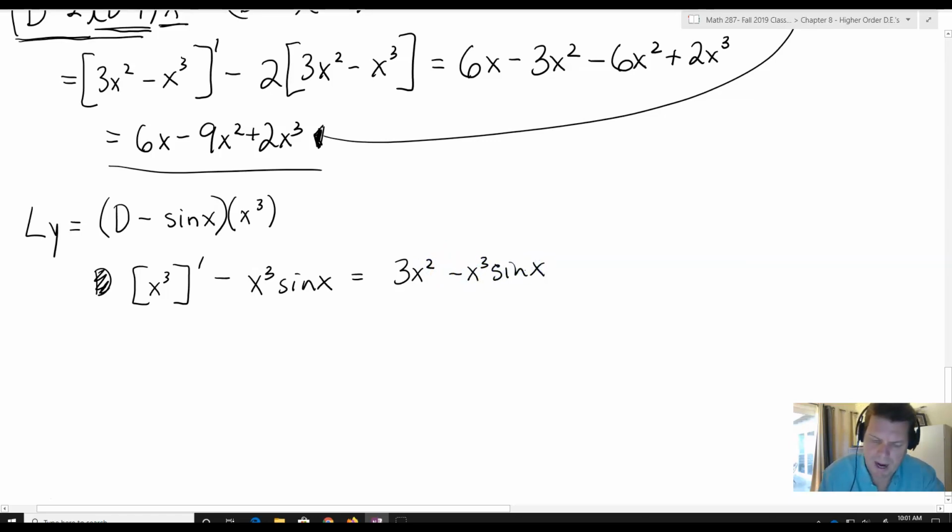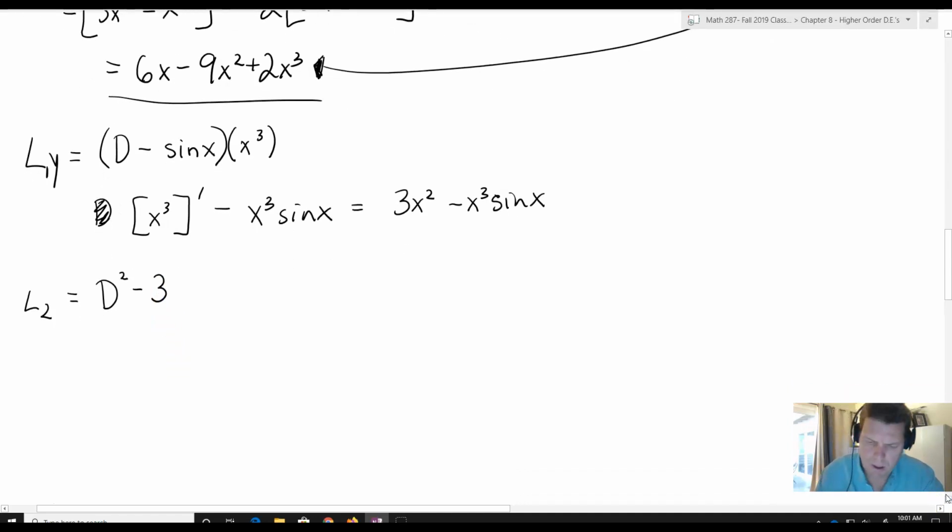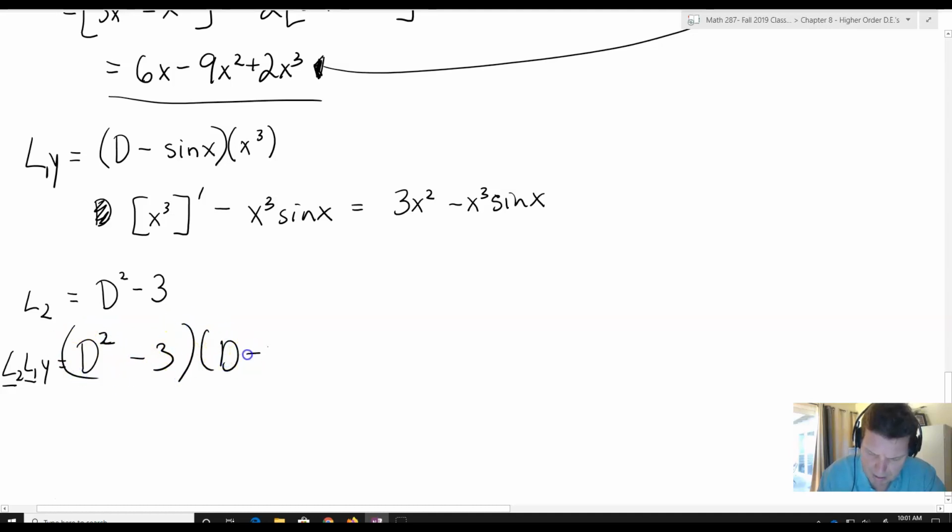Now let's take a look. We'll call this L1, and I have another one, L2, which is equal to D squared minus 3. Now I have a problem. So let's take L2 L1 y, and that's going to be just the composition. We'll do L1 first and then L2. So that's going to be D squared minus 3 times D minus sine x.